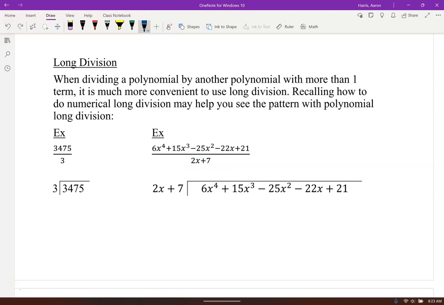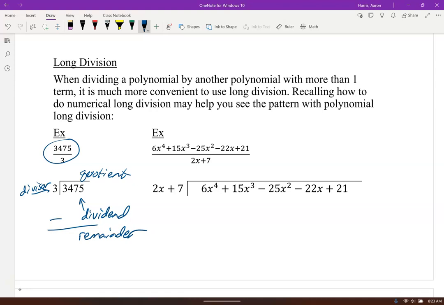Okay. Well, it's very similar to when you're doing it with numbers. So let's go ahead and do this first one, 3475 divided by 3. So I put the 3475 as my dividend. 3 is my divisor. So here's my dividend. The 3 on the bottom is my divisor. And so what we'll get is our answer. We call that the quotient up top. And sometimes we have a remainder down here, right?